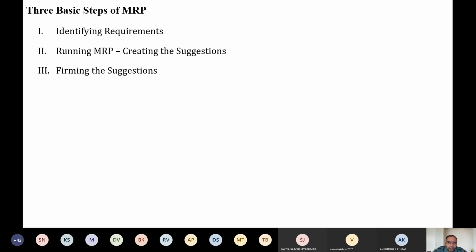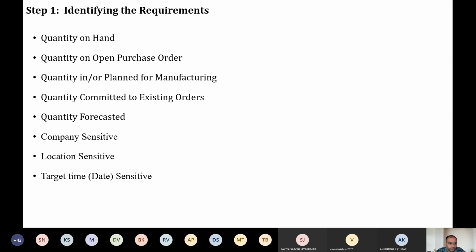Then confirm the suggestions by physical verification. So that's how it's done. What is required? What you already have, that is inventory. So subtract that, then you'll know the actual number of items which you have to order. So that's how it works. So the first step is identifying the requirement. So what is the quantity on hand? On hand means inventory.